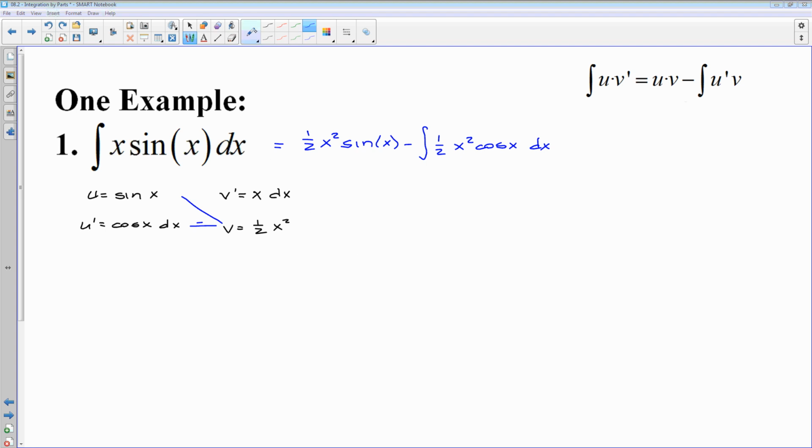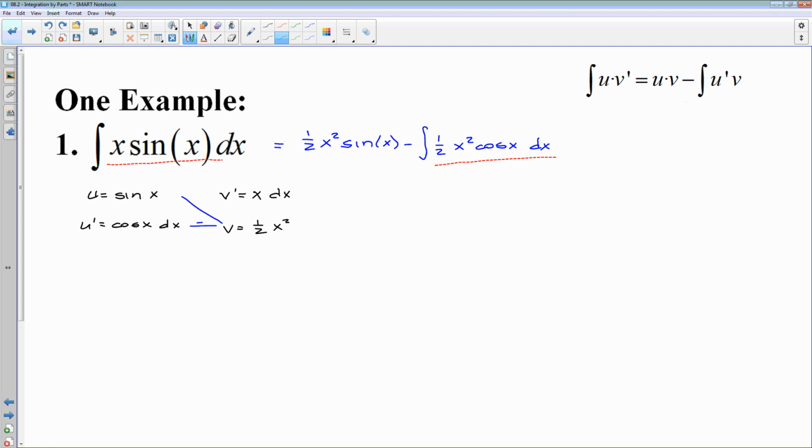If you look at this, when I choose a different u and v prime, I started with x times sine x. I ended with x squared times cosine x. I created an uglier antiderivative that actually is worse than what I started with. So that's what happens when you choose the wrong thing for u and v prime. Sometimes when you choose the wrong thing, your v prime cannot be integrated. So you kind of hit a brick wall at the very beginning.